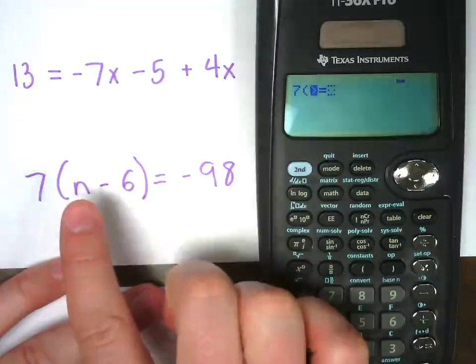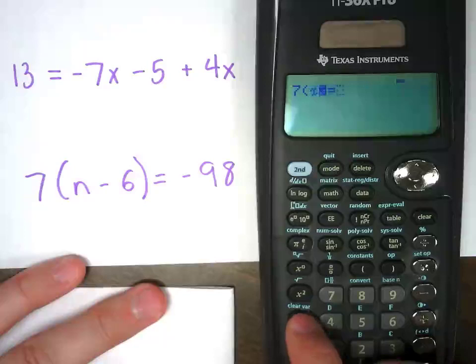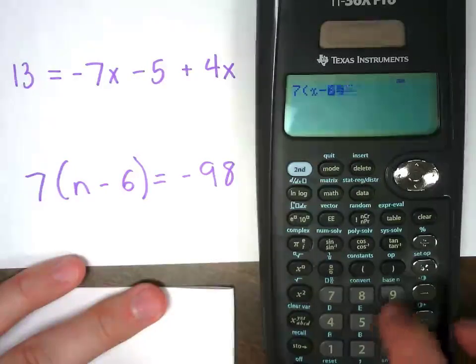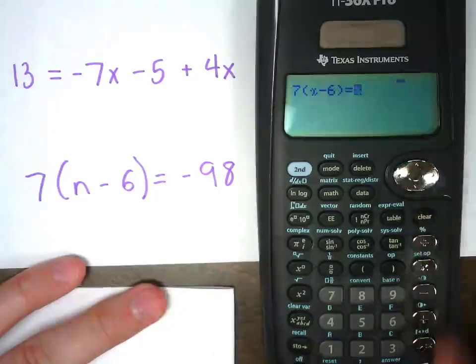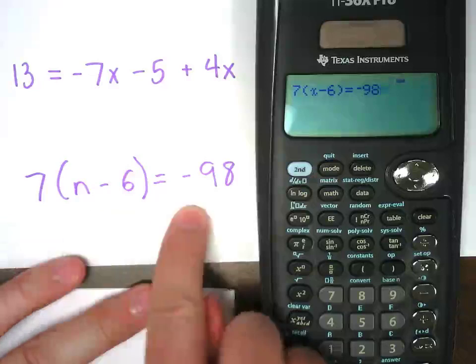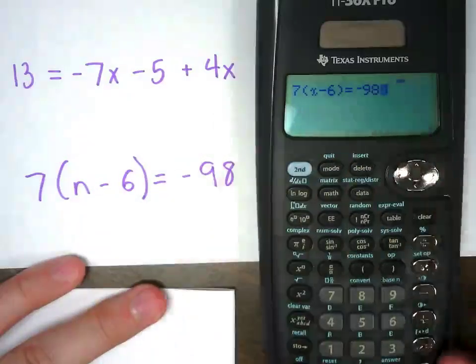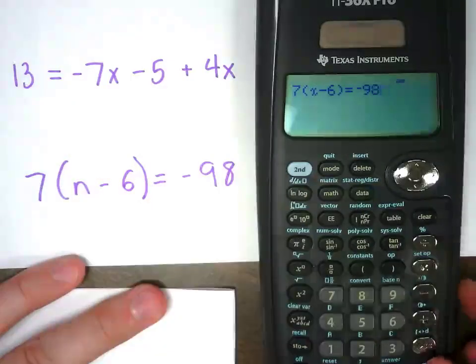Anytime you see a variable, all you're going to do is just plug in x. So instead of putting in n, we're just going to put in x - 6 in parentheses. Then we're going to press right and go to the other side, and then we're going to put in -98. So notice this should look exactly like this. And it does here, just other than the n. Obviously, we're going to use x instead of n.